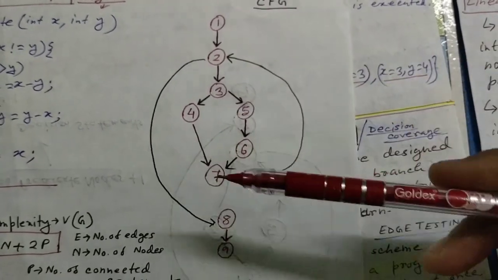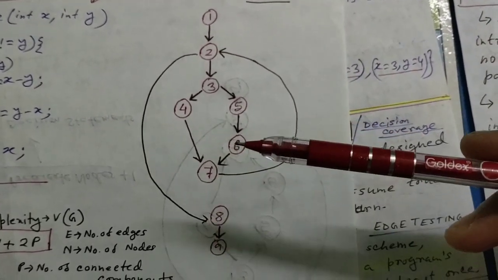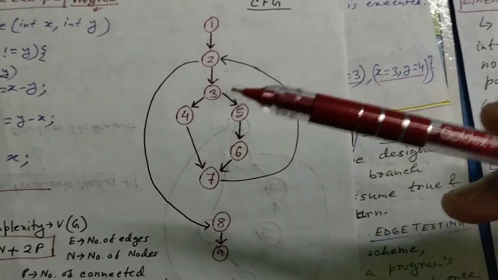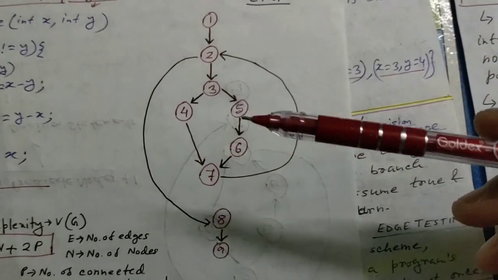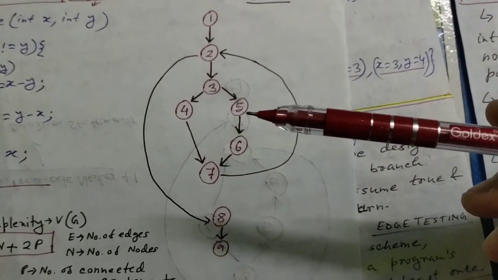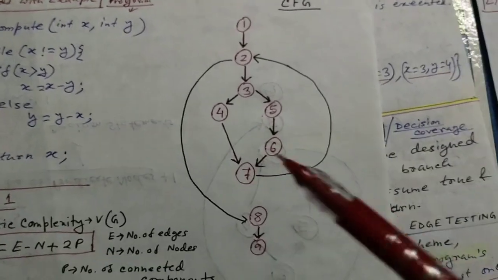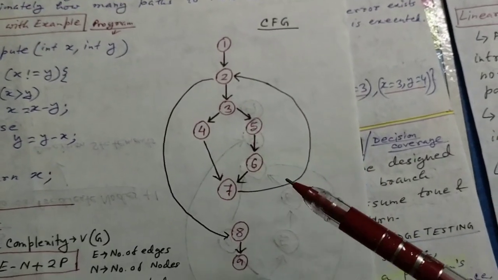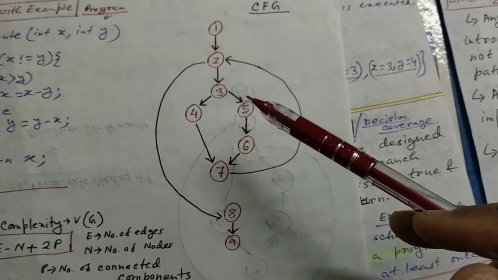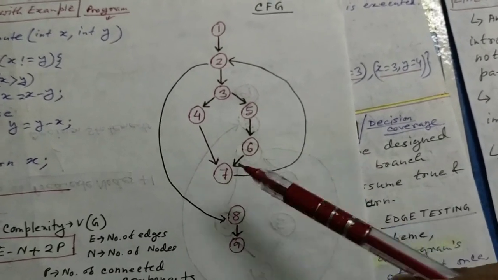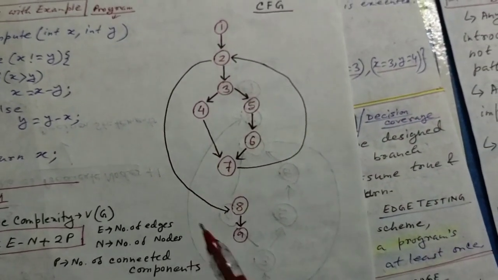This is different from this path. So these two paths are completely different. They are linearly independent paths because from the first path 5 and 6 were not present. These two are new nodes which are included. So if any path includes a new node, then automatically it will add a new edge, and that will be another linearly independent path. So both of them are linearly independent from each other.